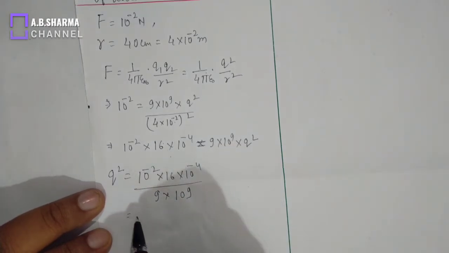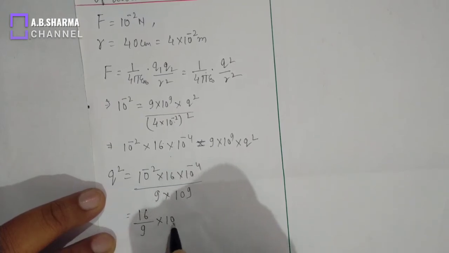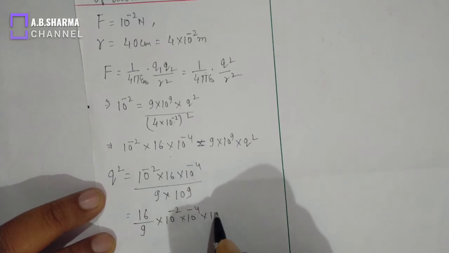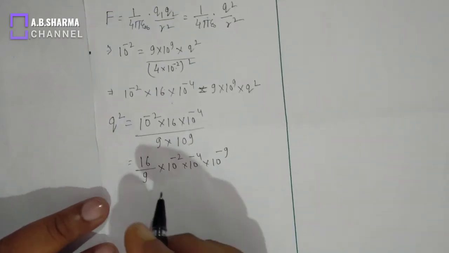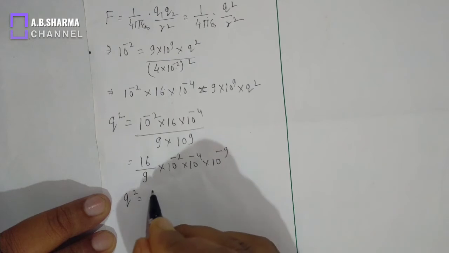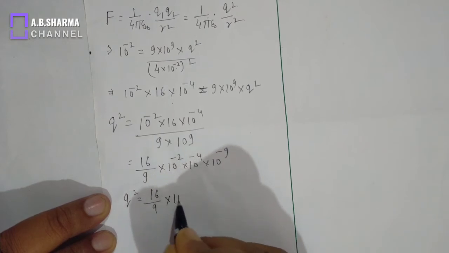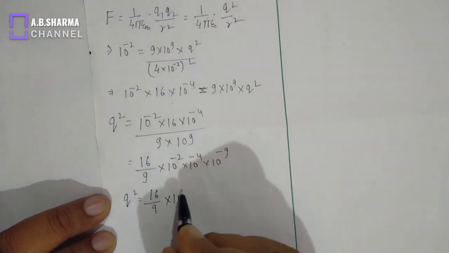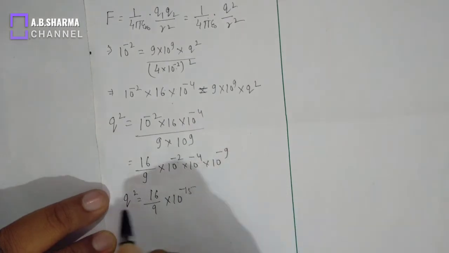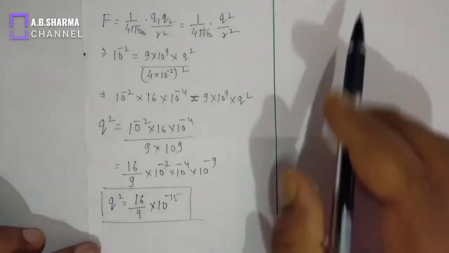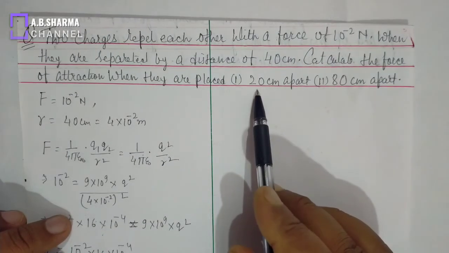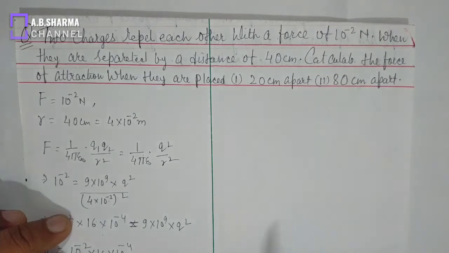So write the numerals and exponents separately. 16 over 9 into 10 to the power minus 2, 10 to the power minus 4, 10 to the power minus 9. So Q square will be 16 over 9 into 10 to the power, the exponents will be summed up, this will be minus 15. So this is the value of Q square. Now two questions are there. First is when charges are separated by 20 centimeter and when it is 80 centimeter.